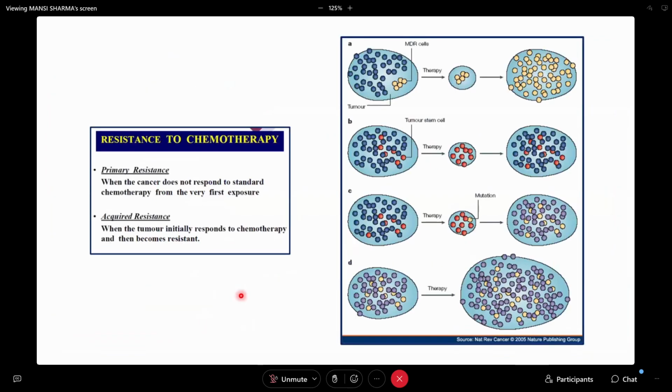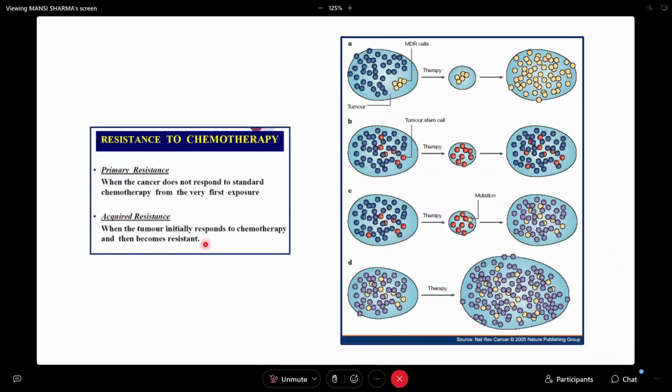Now, coming to resistance, I'm going to keep this very short. Again, it's too complicated and beyond the scope of today's talk. Mostly we divide resistance to cancer chemotherapy into primary resistance, if you look at the first one, where the cancer does not respond to standard chemotherapy from the very first exposure, because that cancer already contains certain cells which are multi-drug resistant or inherently resistant to those drugs. And there are certain stem cells which are not really killed by these agents and which again proliferate and lead to redevelopment of the cancer.